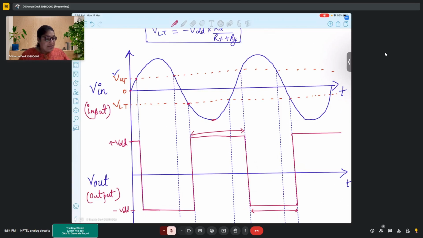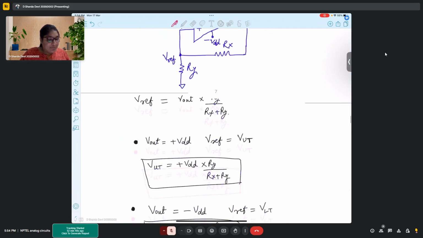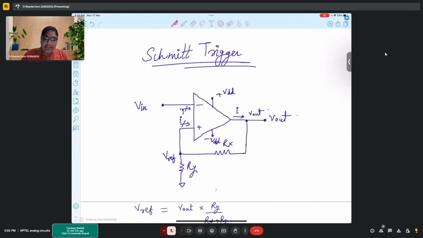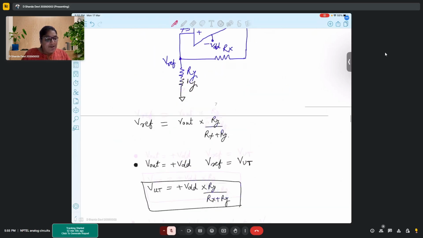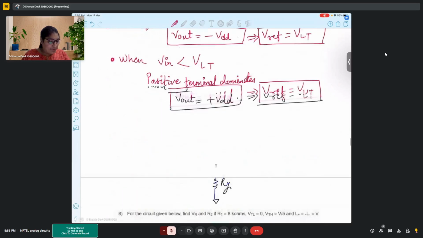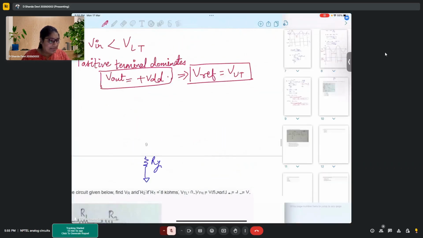Okay. So what we did, we started with a comparator. Then we said we are modifying the comparator to make it a Schmitt trigger. In the Schmitt trigger, we found out two reference levels. But the next step is we need to go for a relaxation oscillator, right?